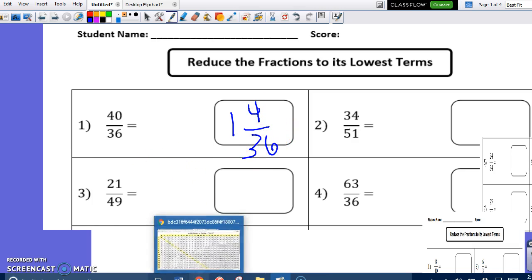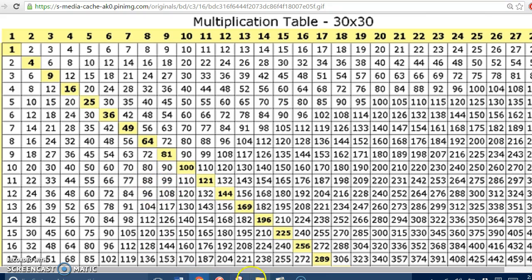So now I'm going to take a look at my chart because I don't know my facts, and I'm going to figure out how much this will reduce by, okay? So here we are, back to our chart. Remember, we're looking for a 4 and a 36 in the same row, okay? So here's my 4. I got 4 right here. I also have... I do not. Oh, there it is. I do have a 36. Look at that. So I have a 2 over 18.